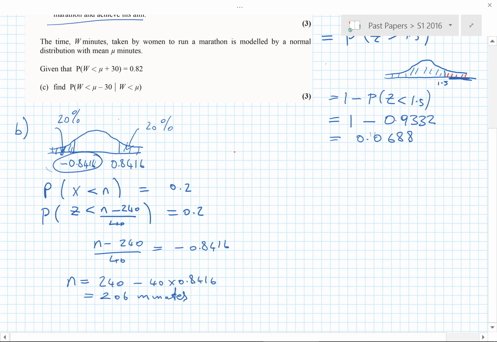Right, okay, so that's part B. A little bit more difficult, but still okay. I suppose the main thing you're looking for is the right side of the distribution. It could be so tempting to go for the higher, thinking that was quicker, but of course it's not.